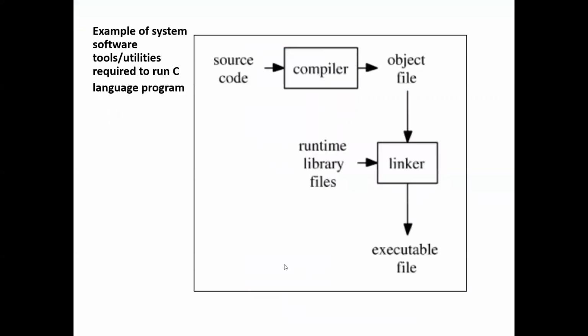Right? So next, again this is the simple flow for your C language program. This is the source code, which is the input to your compiler. The compiler will form the object file, which is the input to your linker, and finally you get the executable file.